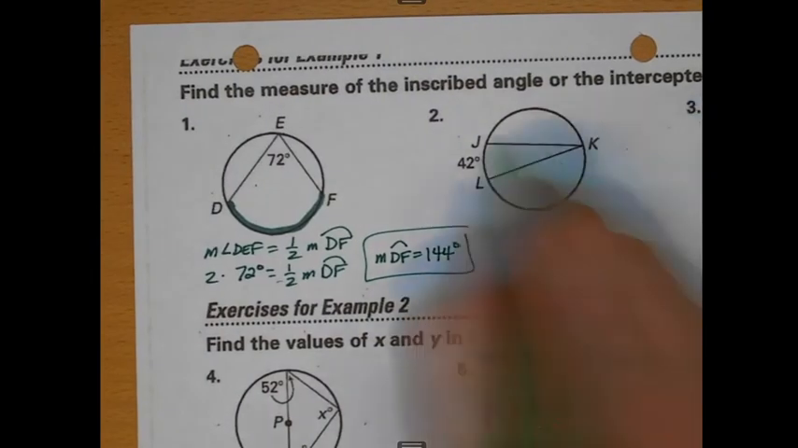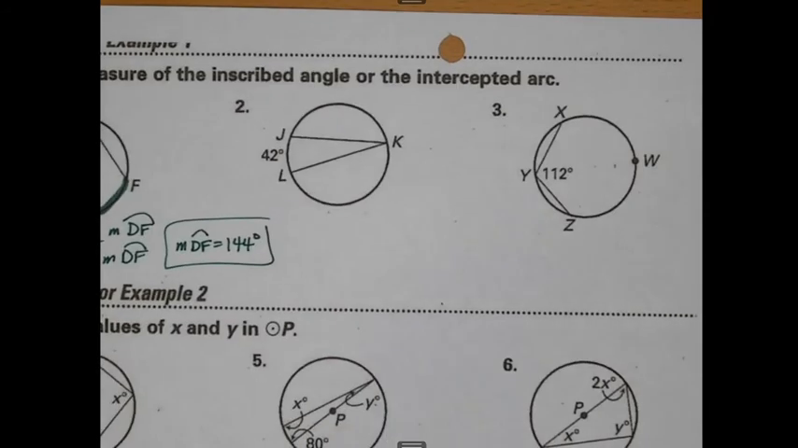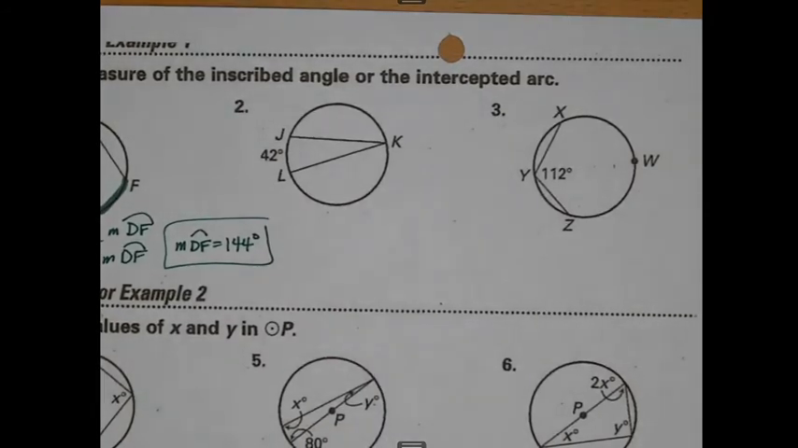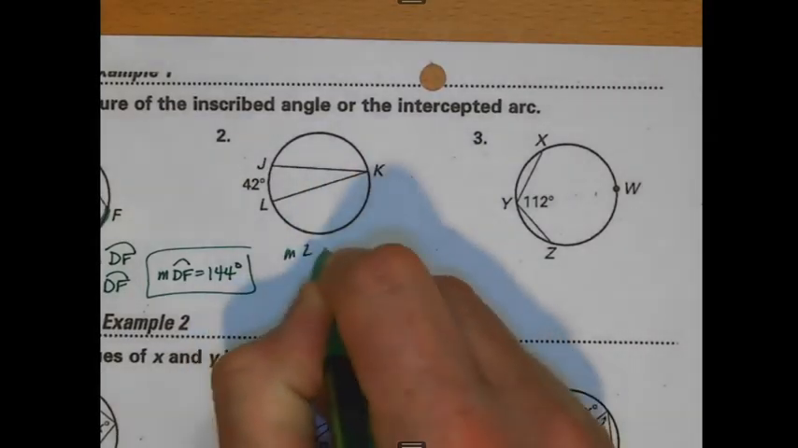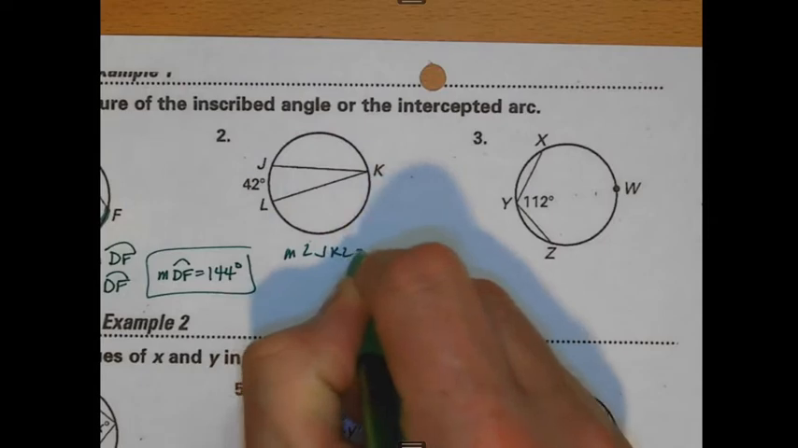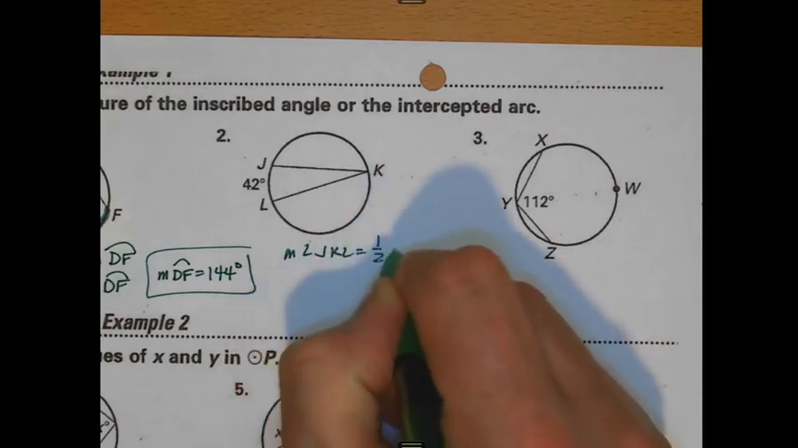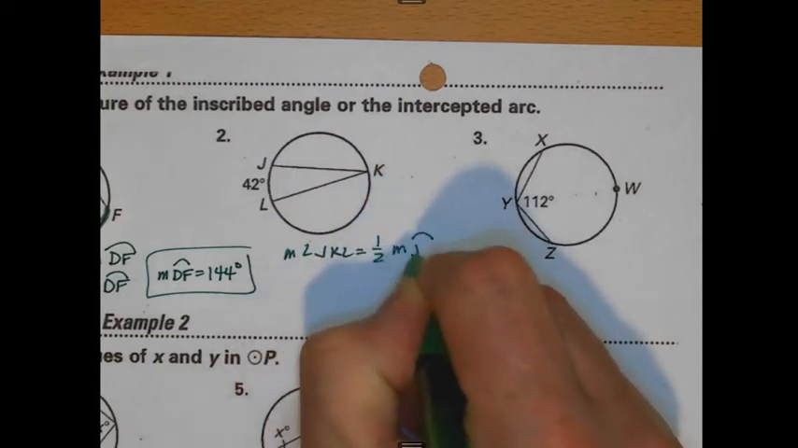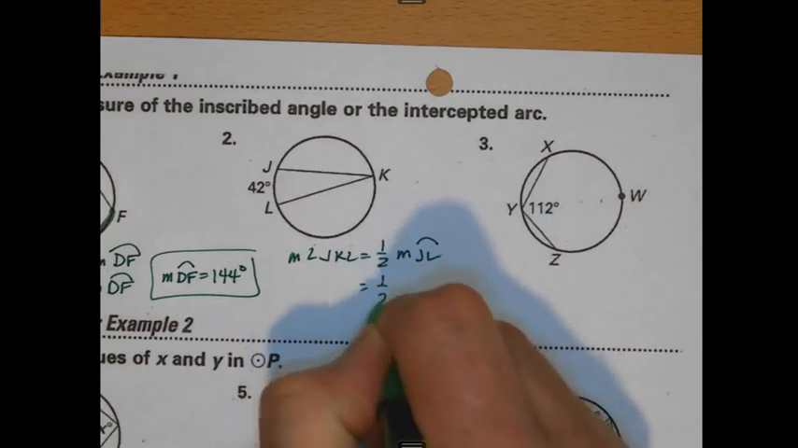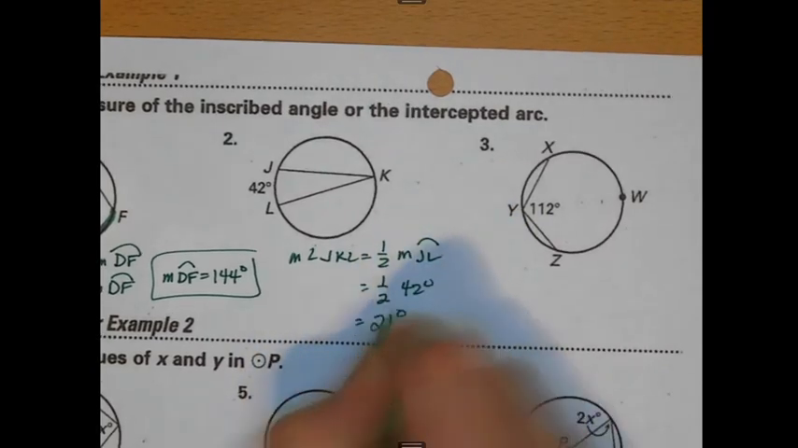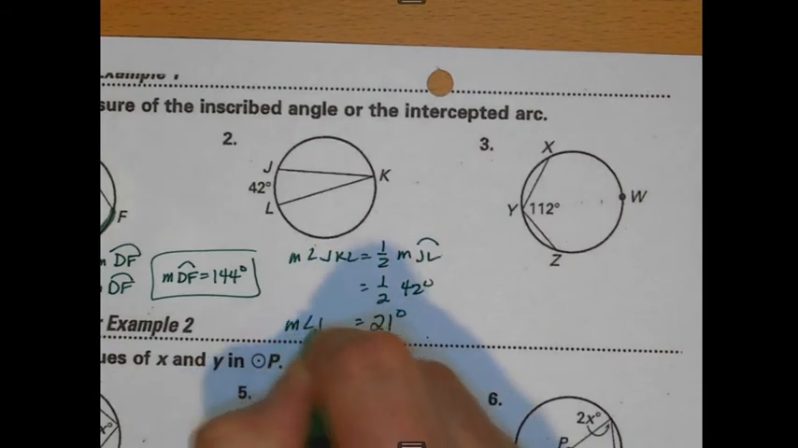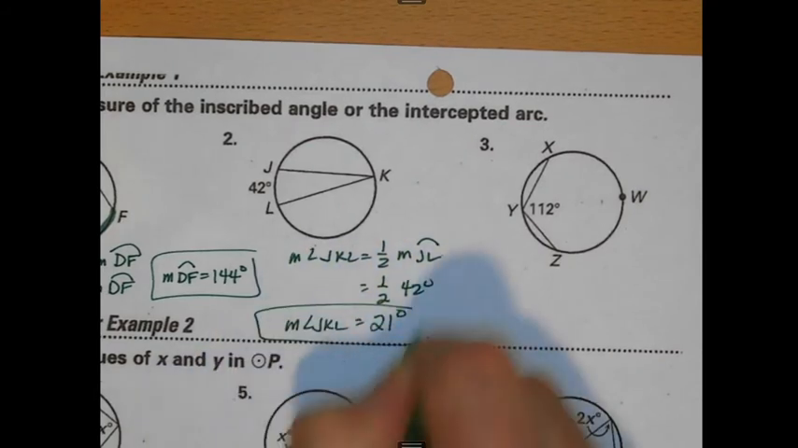Alright, so I want you to pause the video, and then come back and do number 2 and number 3, and I'll show you what I got. Okay, so you got the measure of angle JKL is equal to 1/2 the intercepted arc of JL. So that is 1/2 of 42, which is 21 degrees. So the measure of angle JKL is 21 degrees.